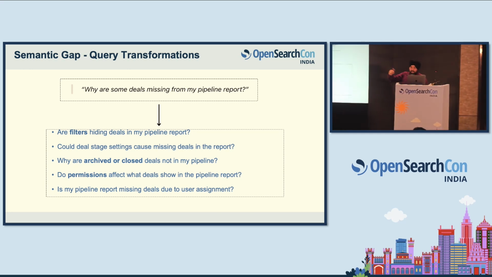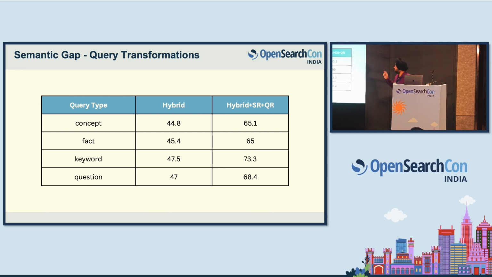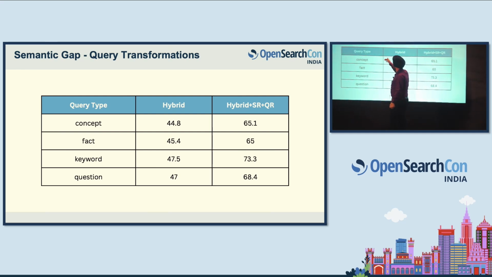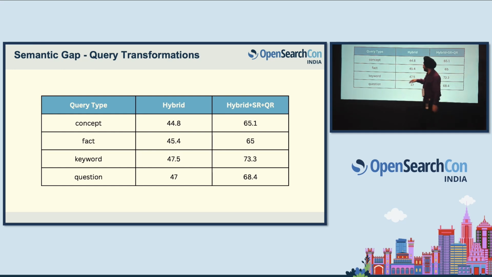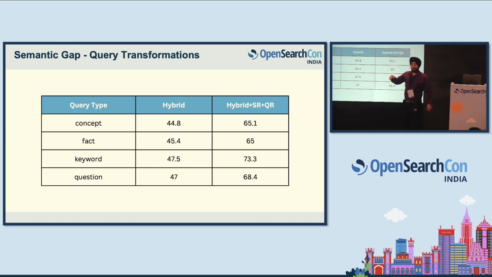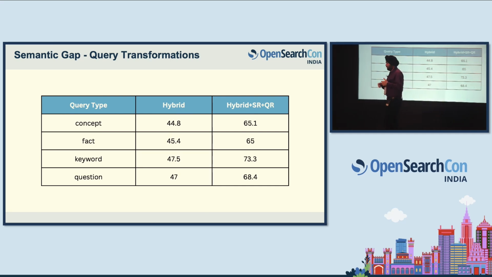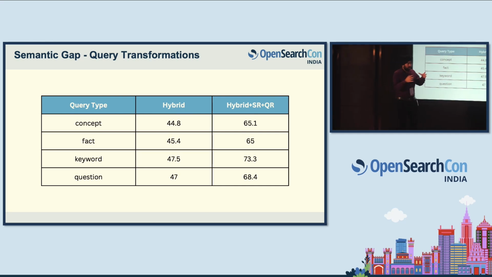So that's one thing that can help you, and in fact, Microsoft recently benchmarked this technique. Across various query types, concepts, facts, keywords, questions, across all of these query types, query optimization had a profound impact on the quality of the system. They paired query transformation with a technique called search re-ranking, did it together, and the results they found were pretty promising.